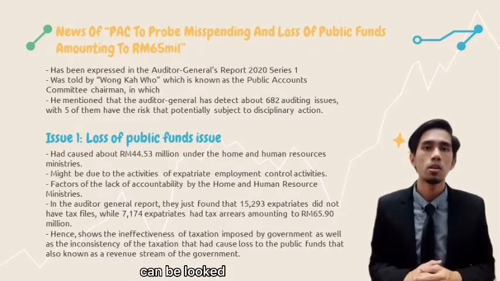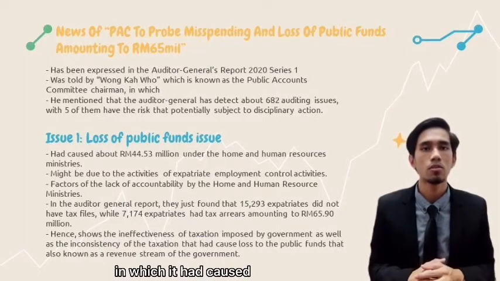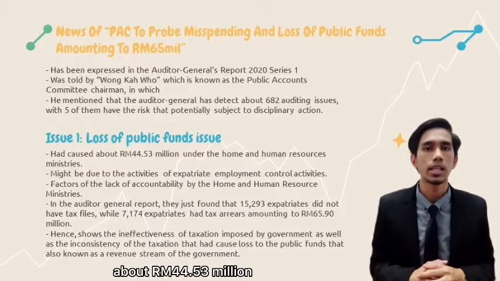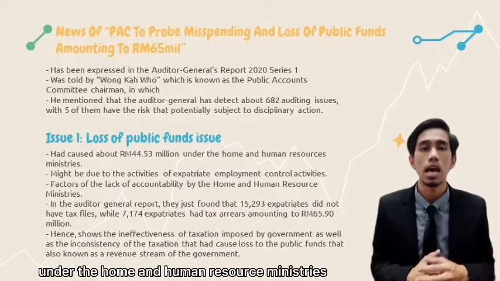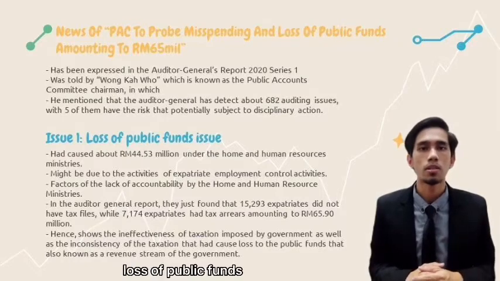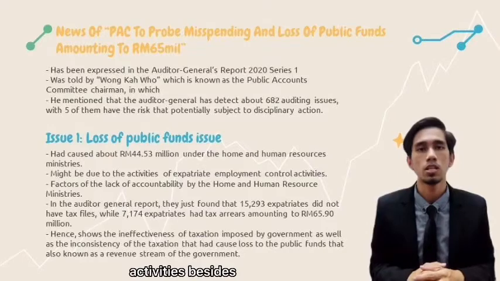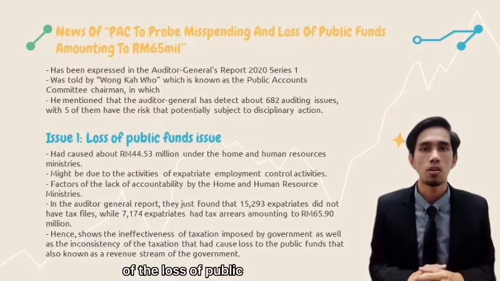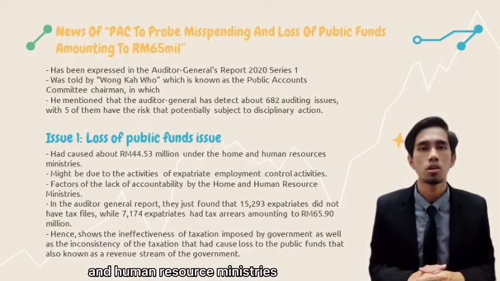Therefore, the first issue can be looked at in the context of the loss of public funds issue, in which it had cost about 44.53 million ringgit that involved the hiring of expatriates under the Home and Human Resource Ministries. Thereby, this loss of public funds might be due to the activities of expatriates' employment control activities. Besides, the other factor of the loss of public funds issue is due to the lack of accountability by the Home and Human Resource Ministries.